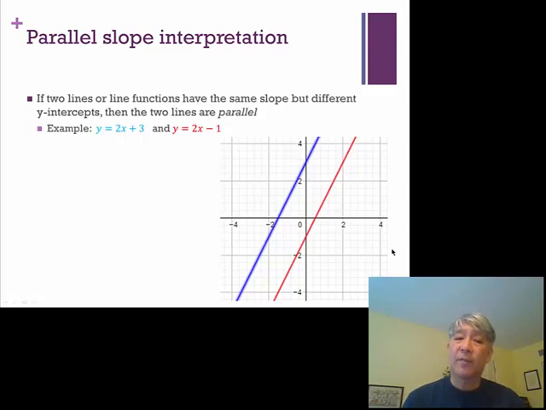So in this case I have graphed in blue y equals 2x plus 3. The slope of that line is 2. The red line is y equals 2x minus 1. And you can see in the graph that these are 2 parallel lines, meaning they never meet. They'll always maintain the same distance from each other.